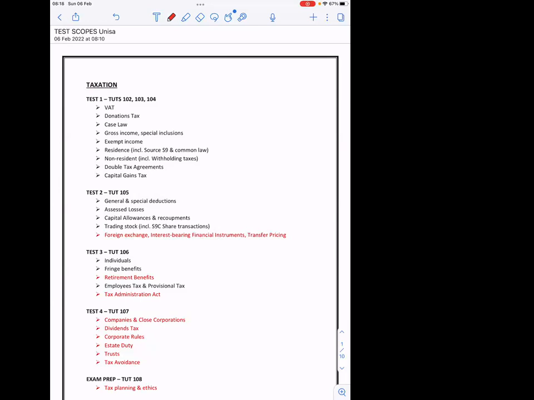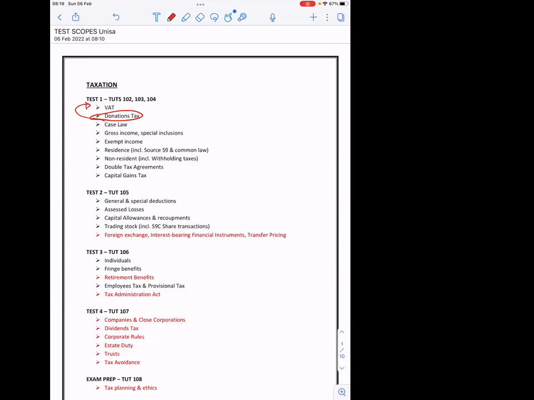Right. So the first one is donations tax. That's the one that you find in tutorial letter 103. So what I'm going to do now is I'm going to take you through donations tax. As this could be your first time studying CTA, whenever you sit down to study tax, you need to identify the sections with respect to that topic that you must go through.